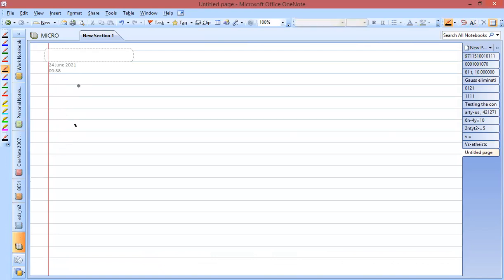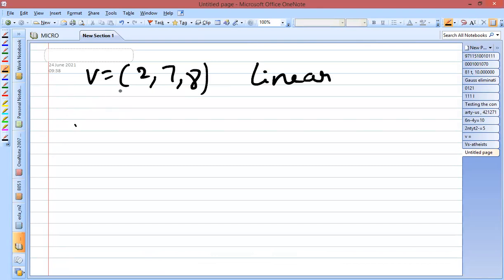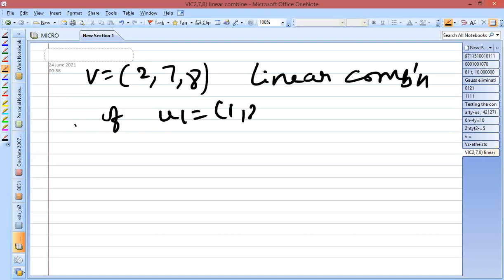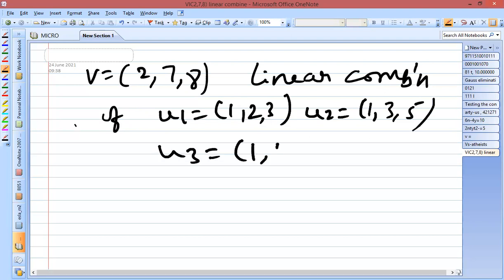So check whether v equal to (2, 7, 8) can be written as a linear combination of the vectors u1 is equal to (1, 2, 3), u2 is equal to (1, 3, 5), and u3 is equal to (1, 5, 9). Check whether v (2, 7, 8) can be expressed as a linear combination of u1, u2, u3.